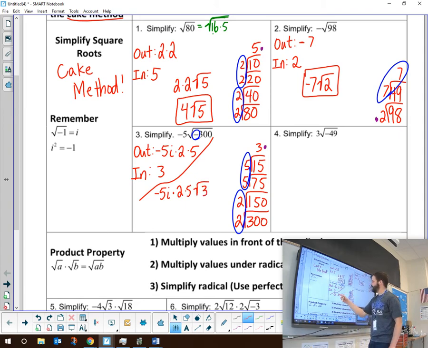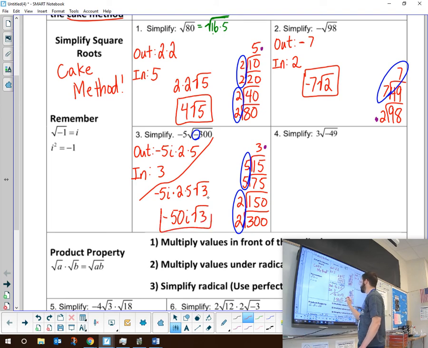Okay, negative 5 times 2 is negative 10. Negative 10 times 5 is negative 50. So my final answer is going to be negative 50i, don't forget about that i, times the square root of 3. Really all we're doing, guys, is trying to simplify these as much as possible. It's kind of like simplifying a fraction, okay? That's all we're doing. Okay, number 4.